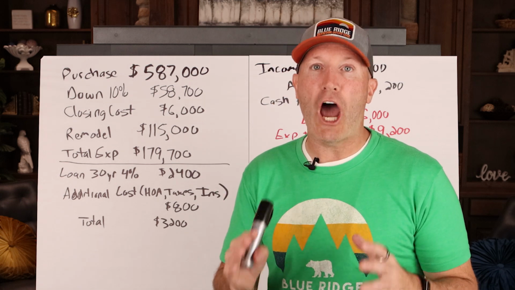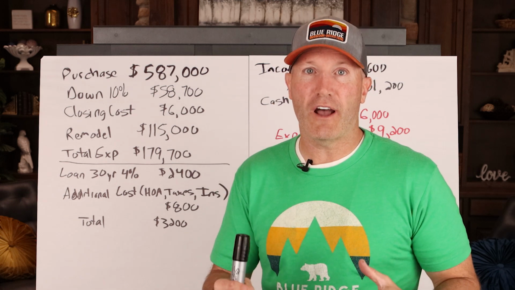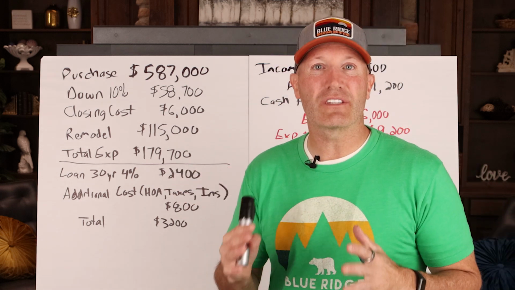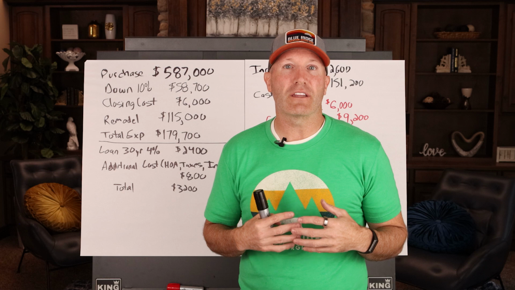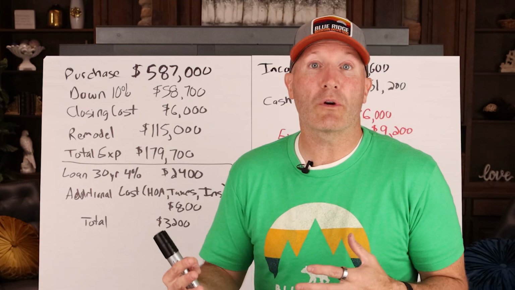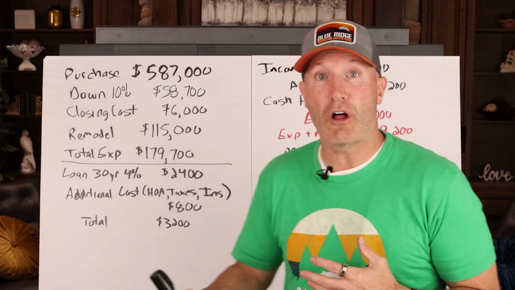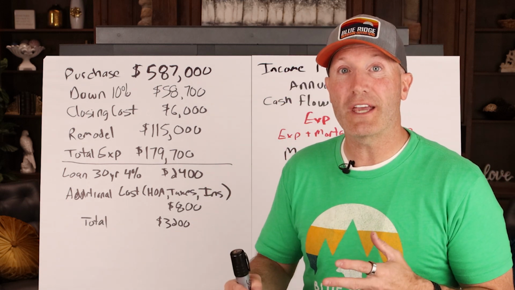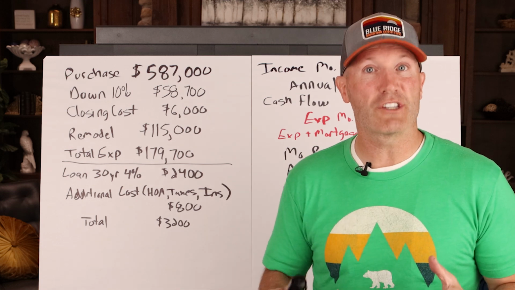So our total out-of-pocket expense with the closing costs, the down payment, the remodel was $179,700. We put that much money into this home. Was it going to be worth it? Now, obviously, we had to get a mortgage for that, right? We had a mortgage, $528,700, which gave us a payment every single month of a 30-year loan at 4% at $2,400 for principal and interest.